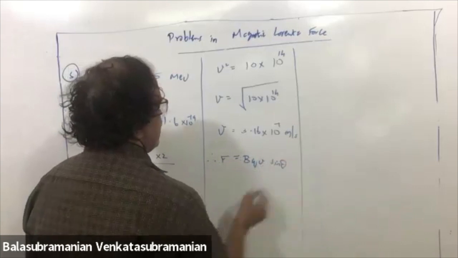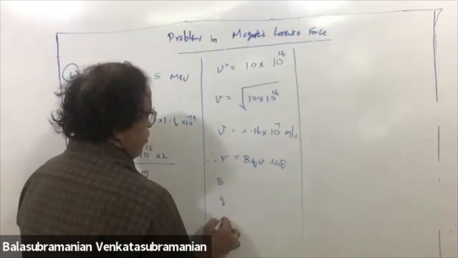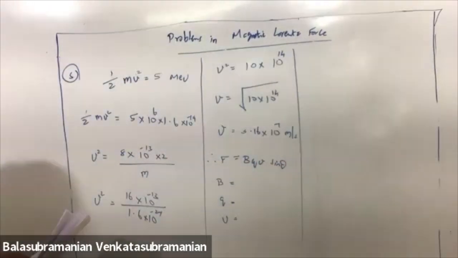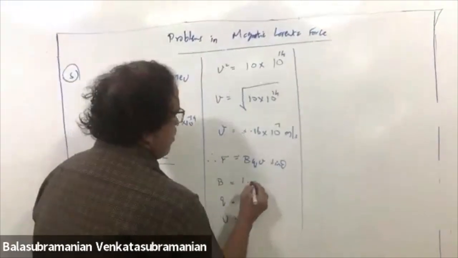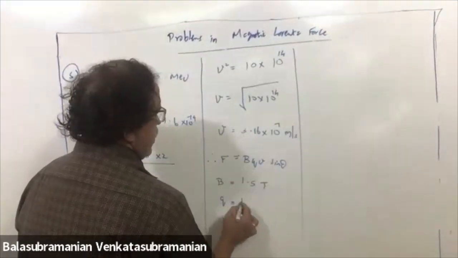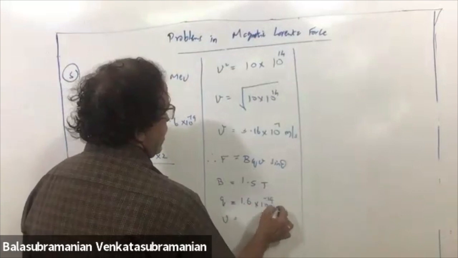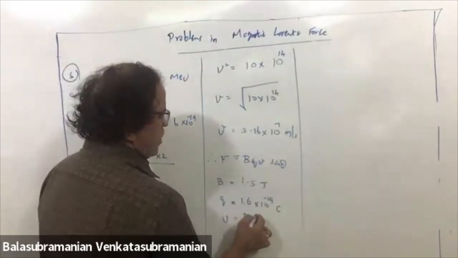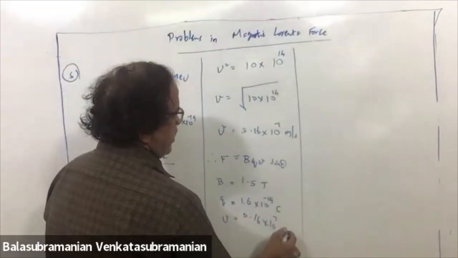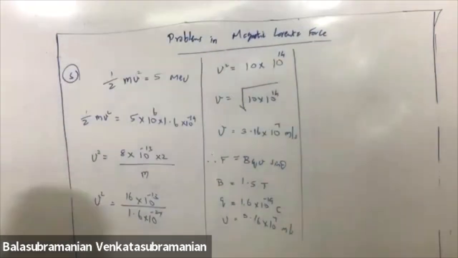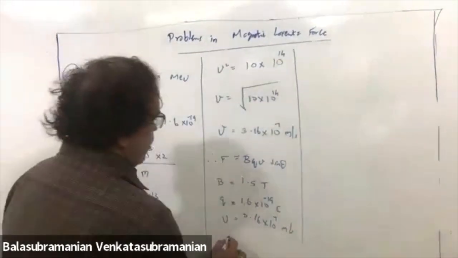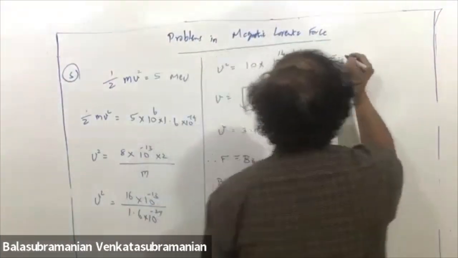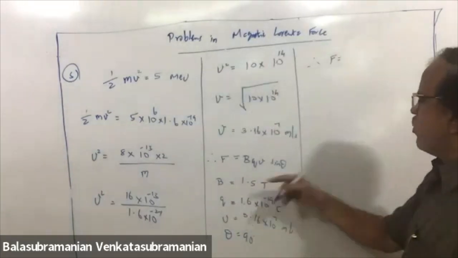BQV sin theta. So BQV. What is B value given? 1.5 Tesla. Q 1.6 into 10 power minus 19 coulomb. Velocity we have calculated, 3.16 into 10 power 7 meter per second. Theta, moving perpendicular, theta 90 degree. Therefore, F is equal to B value 1.5.